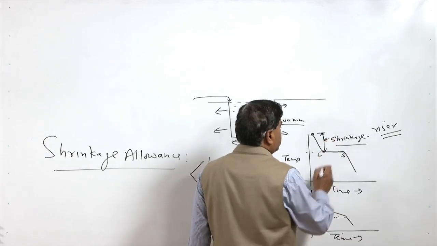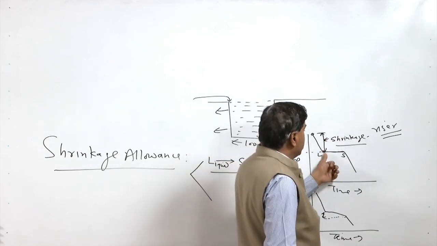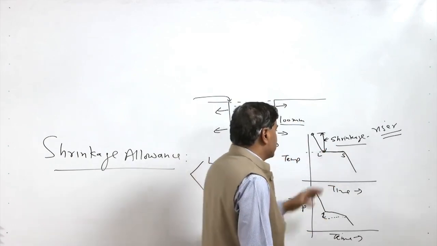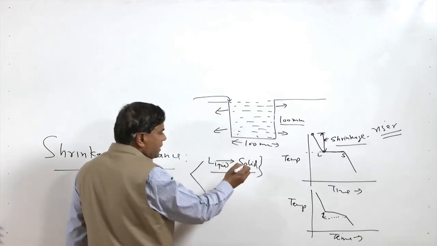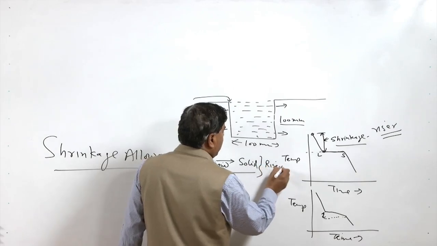This reduction in temperature, as well as the shrinkage which occurs due to the change in state of the metal from liquid to solid, is also taken care of by the riser. So, liquid to solid state transformation is taken care of by the riser.